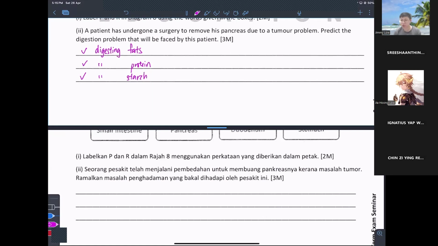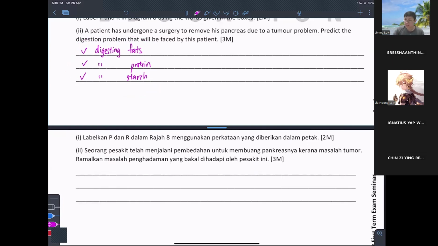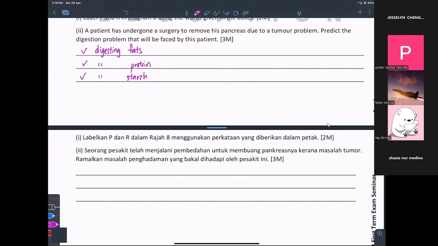You can also mention difficulty in digesting protein plus starch. Even though we have two things used to digest starch, one called salivary amylase, which is in your saliva, and another in your pancreatic juice, the pancreatic amylase, lacking one of the amylases will also affect you in digesting starch. So you can just mention you have an issue digesting these three food classes. So he will have a problem in digesting fat, protein, and starch. All these things you can mention here.